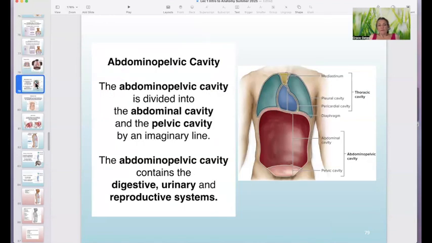The abdominopelvic cavity is divided into the abdominal cavity and the pelvic cavity by an imaginary line. There's nothing there. There is actually an overlying sheet of peritoneum, like a membrane, but there's nothing like a muscle or anything dividing the abdominal cavity and the pelvic cavity. The abdominopelvic cavity contains the digestive, urinary, and reproductive systems, or at least parts of them.